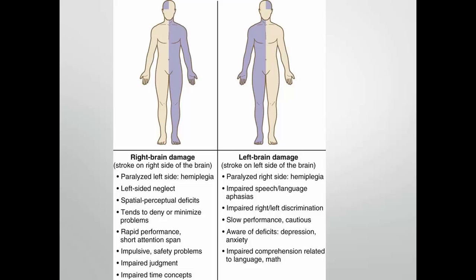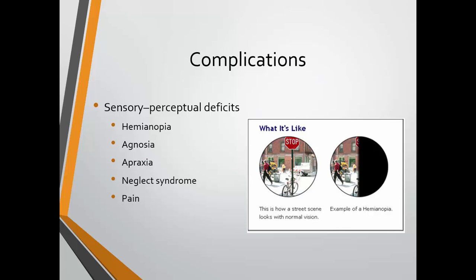So in your left brain damage or left stroke, they have hemiplegia on the right side. They have impaired speech and language, aphasias. They have impaired right and left discrimination. Usually have slow performance, and they're usually more cautious. They are aware of the deficits and will develop depression and anxiety as a result. And they will also have impaired comprehension related to language and math.